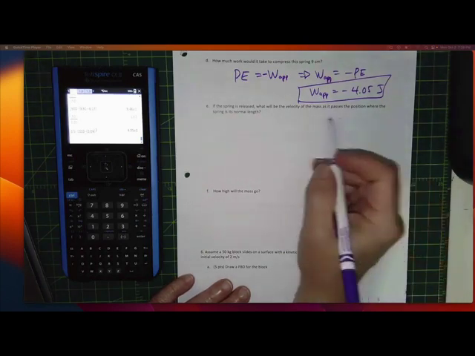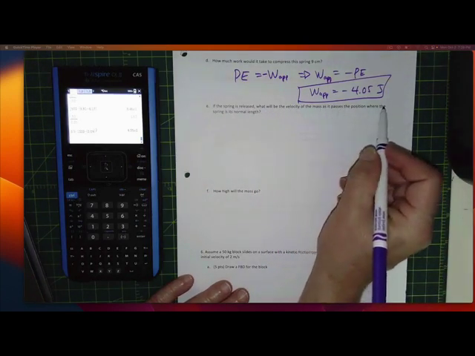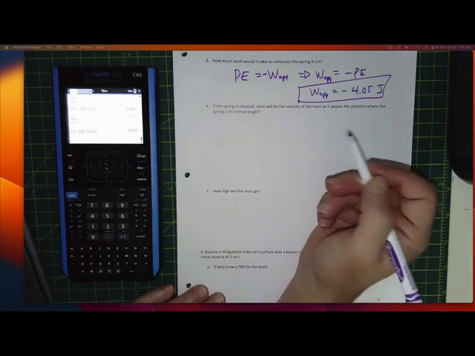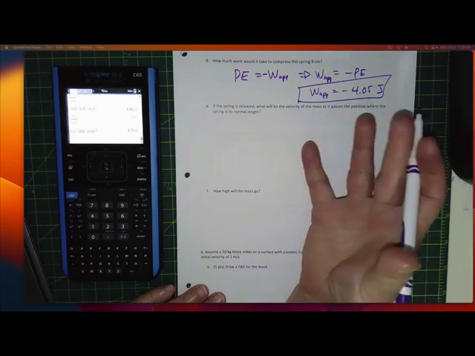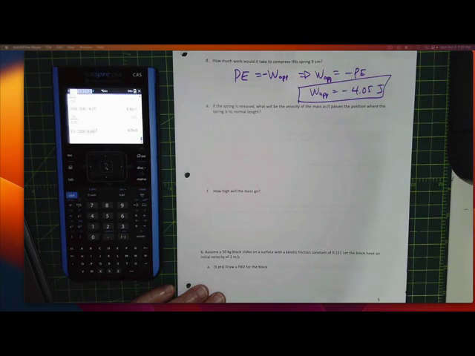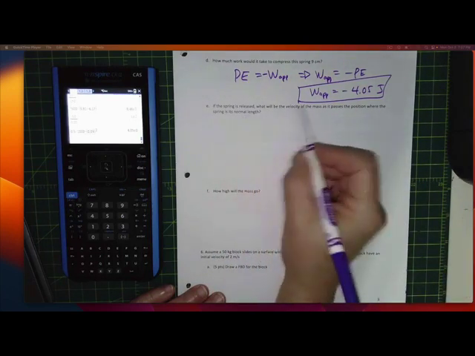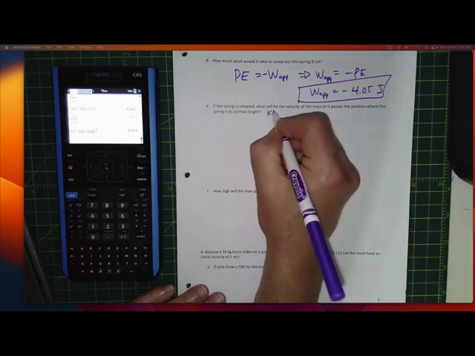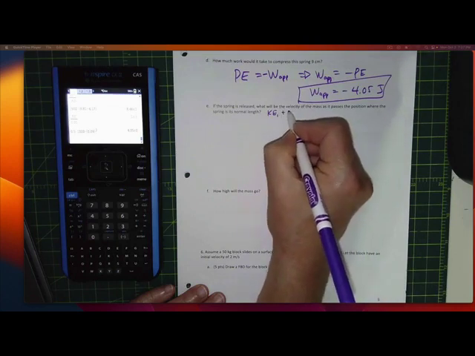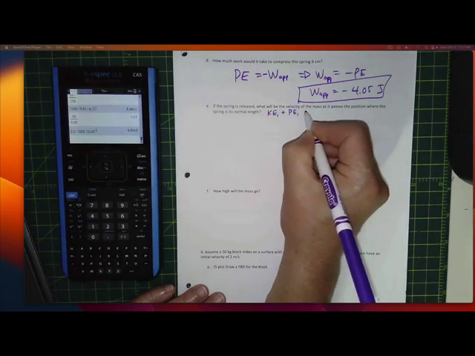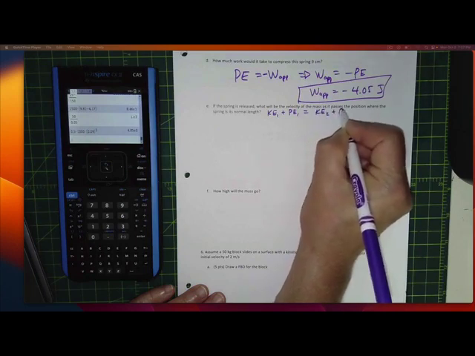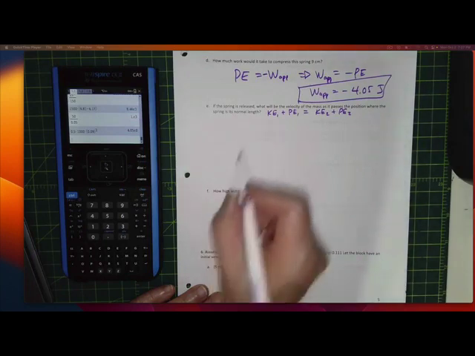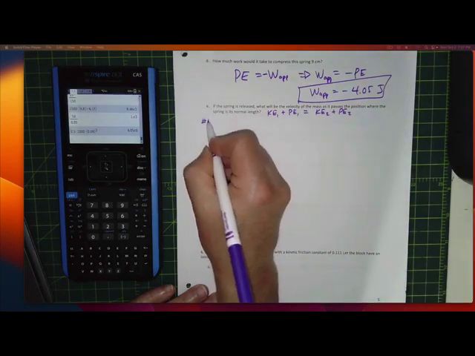If the spring is released, what will be the velocity of the mass as it passes the position where the spring is at its normal length? Now we're starting to do some energy balance situations. We'll assume a lossless system, no friction or air resistance. So it's conservation of mechanical energy: kinetic energy 1 plus potential energy 1 has to equal kinetic energy 2 plus potential energy 2. No non-conservative forces.